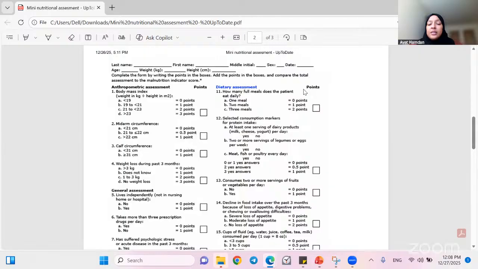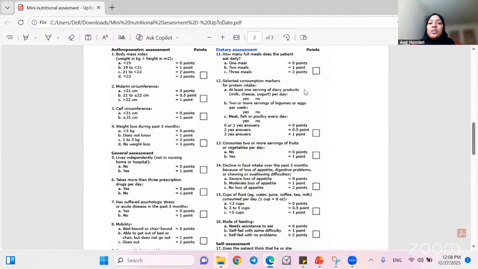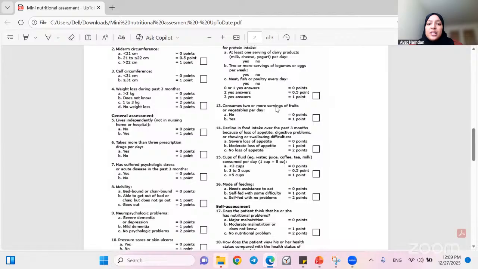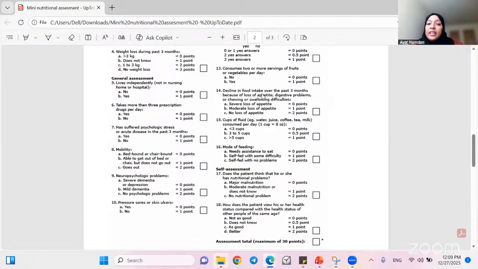The dietary assessment is where you are trying to figure out where the problem is. Like how many full meals he's taking per day. If he's taking enough protein, if the patient is struggling from loss of muscle mass, then we need to find out if he's taking suboptimal protein or enough protein just to maintain his muscle mass. Another question is if he's consuming fruits and vegetables. If there is any decline in food intake, that is loss of appetite.